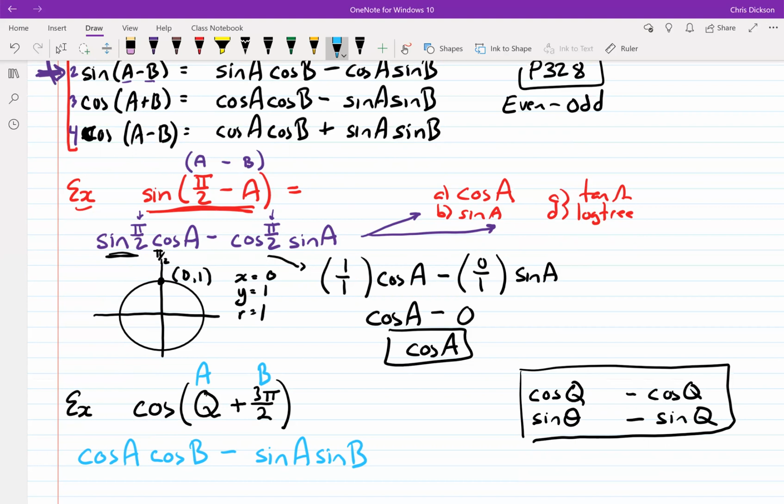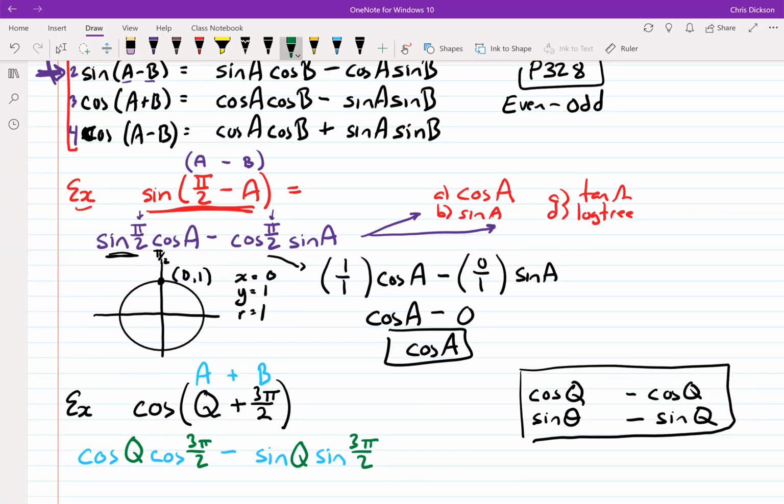Okay, so this is the addition identity for cos. It's cos of A plus B. And really in place of A, I have a Q, and in place of B, I have a 3 pi over 2. So I'm going to erase those and plug in those numbers. That's Q, and that's 3 pi over 2, and 3 pi over 2.